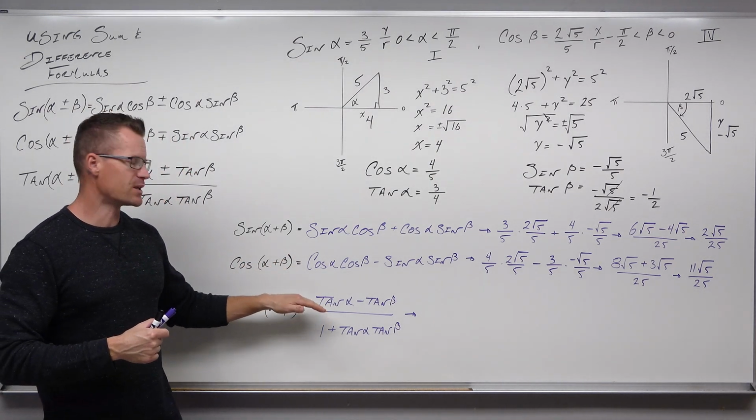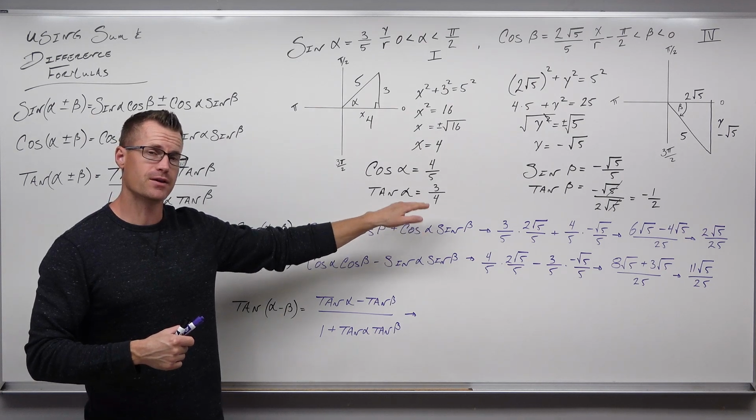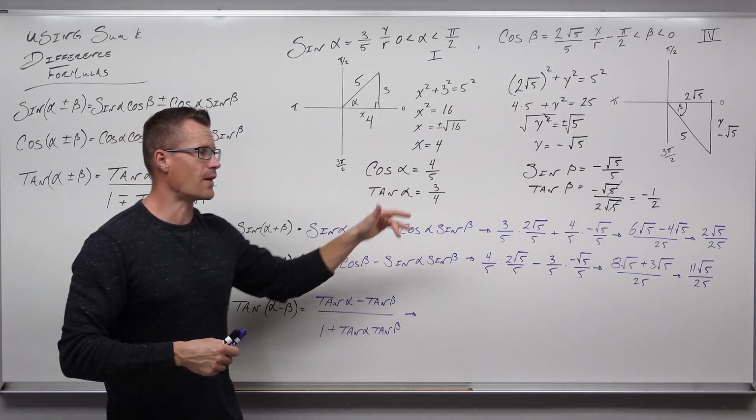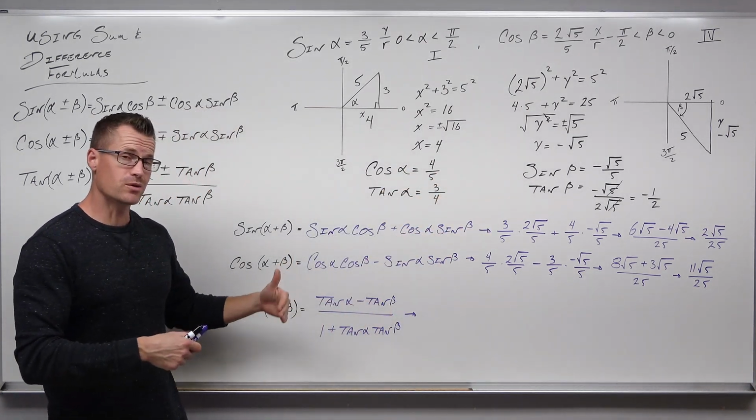All we need to know is what tangent of alpha is. We've already found that. That's 3/4. Tangent beta, we've already found that. It's -1/2. So we're just going to write those down.